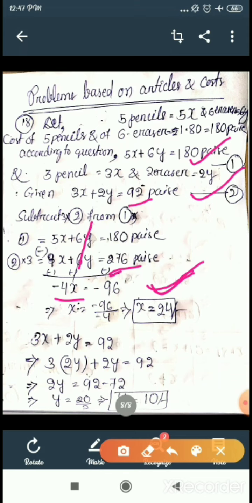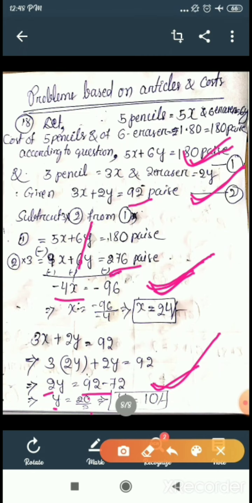Okay. Now put the value of x either in equation 1 or else equation 2, so that you can get the value of y. Okay. So 3x plus 2y equal to 92. So at the place of x put 24, that means 3 times 24 plus 2y equal to 92. Therefore 2y equal to 92 minus 72. Therefore y will be 20 by 2, that is equal to 10 paise. So the cost of one pencil is 24 paise and the cost of one eraser is 10 paise.